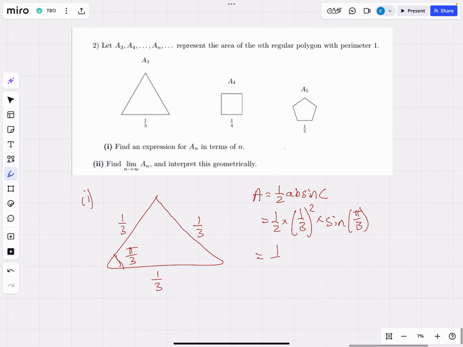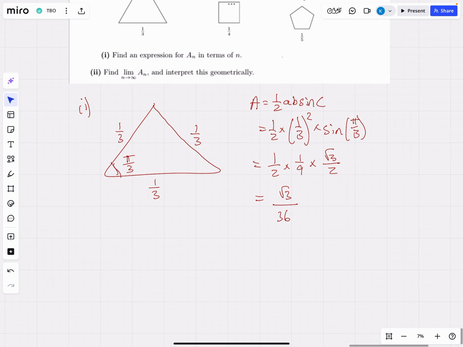a half times 1 over 9 times sine of pi over 3, which is, I think, root 3 over 2, if I'm not mistaken. And so this is going to give us root 3 over 9 times 2, 18 times 2, 36, if I'm not mistaken. Let me just double check that I did that right. Yes, I did do that right. Okay, our next one.